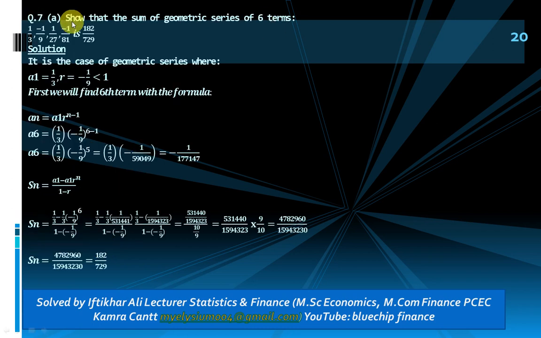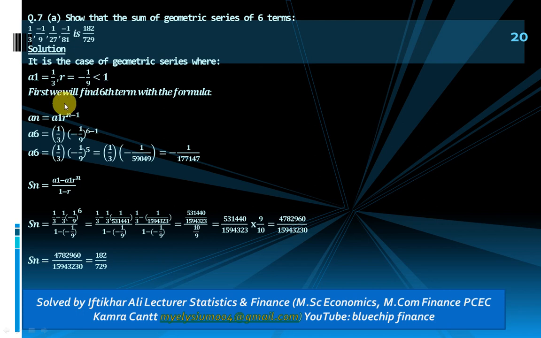Question number 7, part A: show that the sum of the geometric series of 6 terms, 1 by 3 minus 1 by 9, 1 by 27 minus 1 by 81, is 182 divided by 729. So it is the case of a geometric series where a1 is this 1 by 3 and r is this minus 1 by 9, which is less than 1.